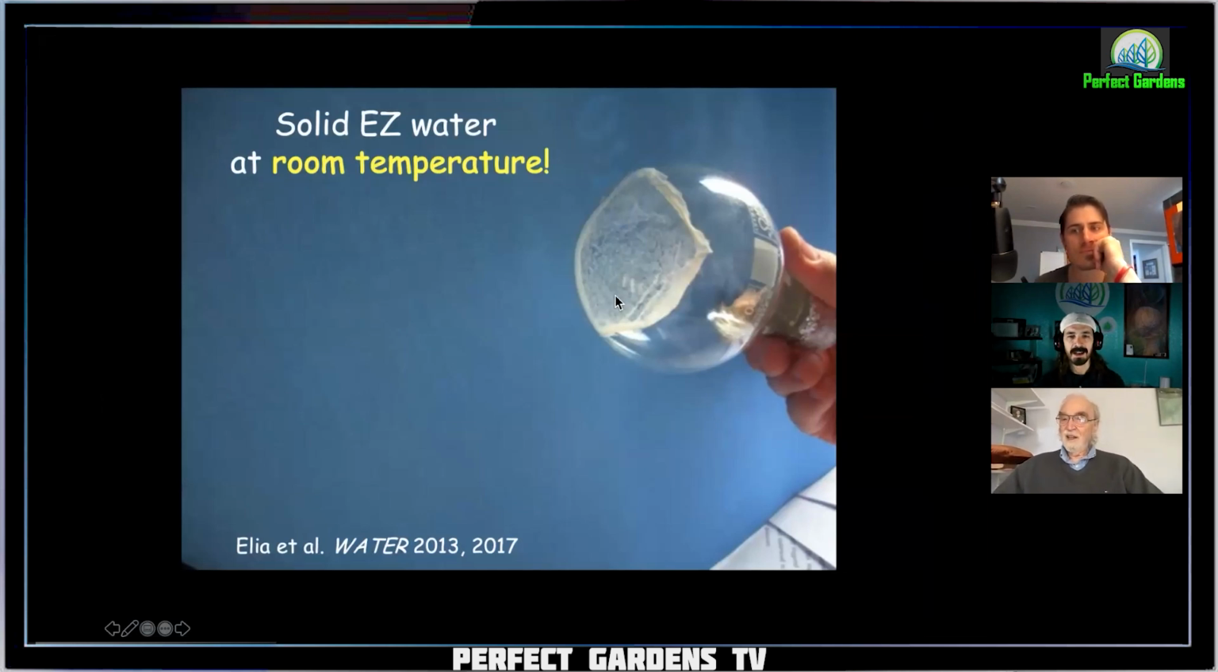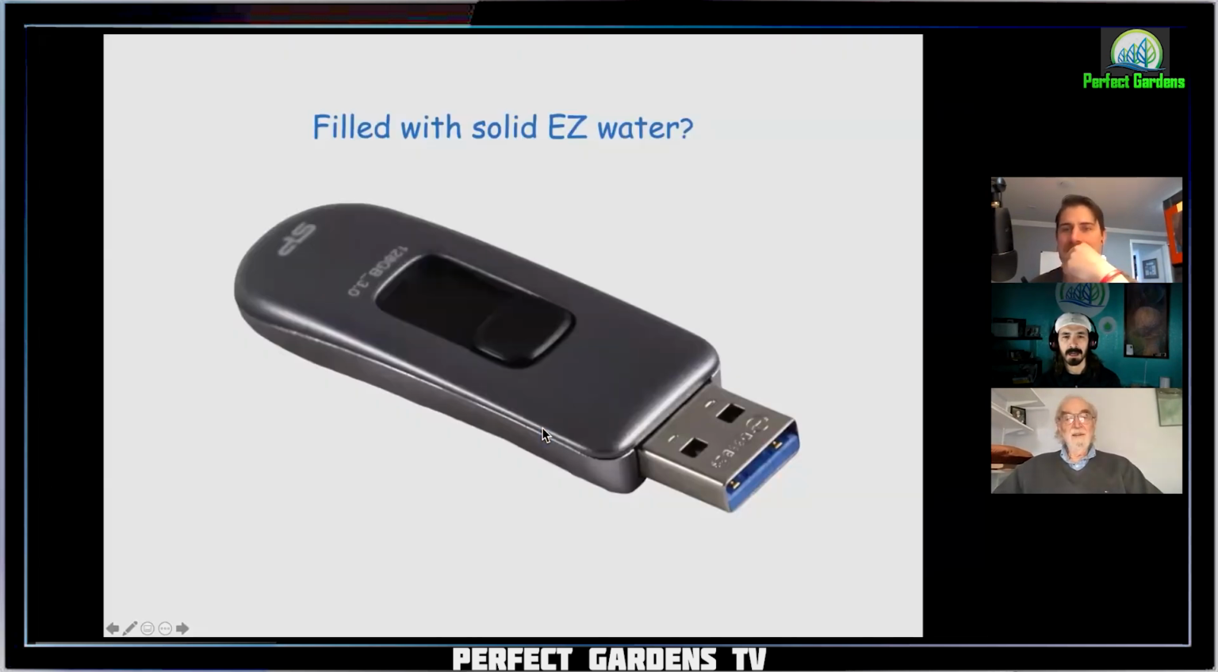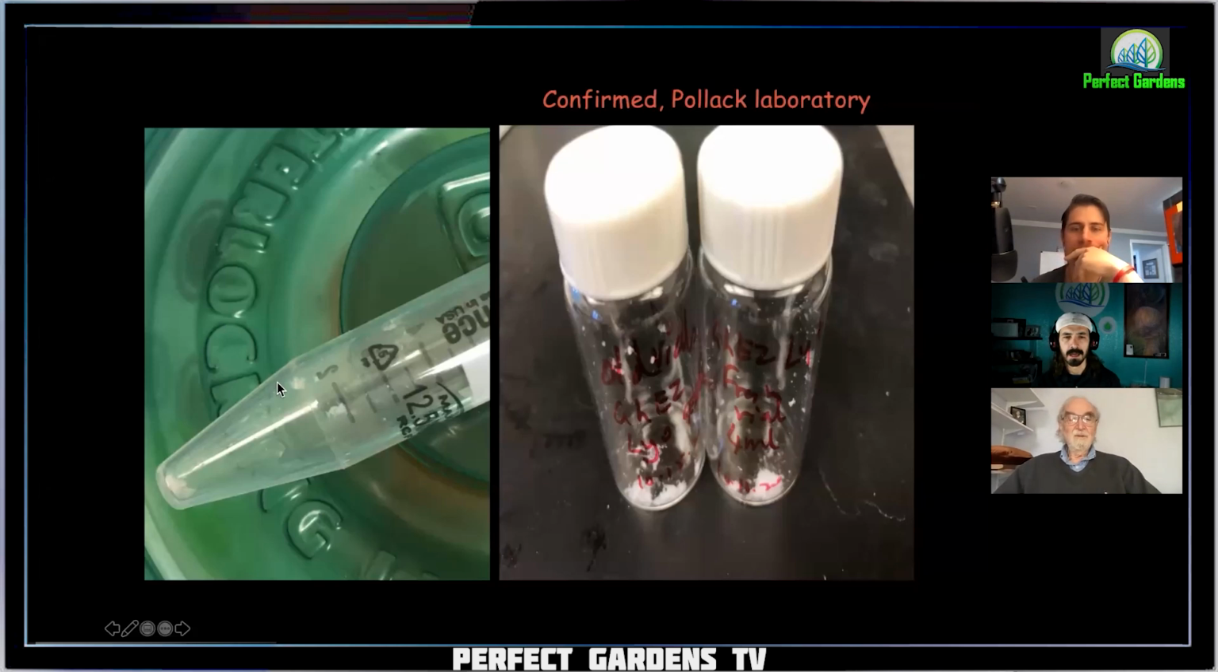This is a solid, and this is EZ water, solid EZ water at room temperature. And they published it. So this is their result. It's a little bit of the solid EZ water at room temperature. And they gave us a whole bunch of it, a small amount of it.